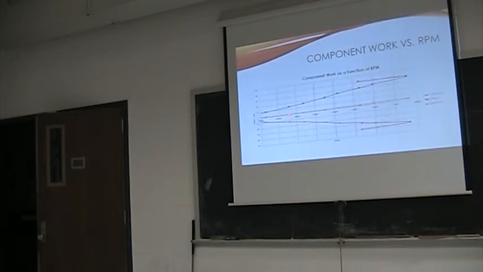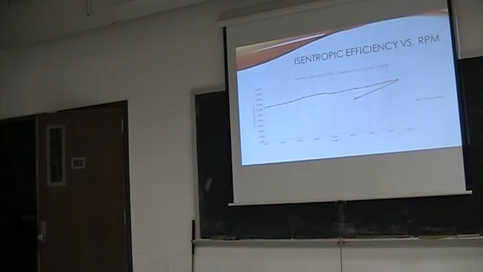And this shows component work, where this is the turbine component work versus RPM. And this is the compressor component work. As you can see, the compressor has a negative component work. This is the isentropic efficiency, and it kind of bumps around. Here's that weird data point again. With that, are there any questions?